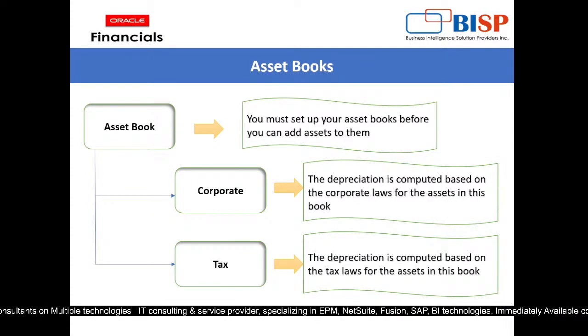So the first one is the asset books. Asset books need to be set up as it is a mandatory task before we can add any assets. The assets are added to our asset books. If an asset book is not created, then we cannot create our assets. It means you have access to the asset books, and under those asset books you need to create or add your assets.